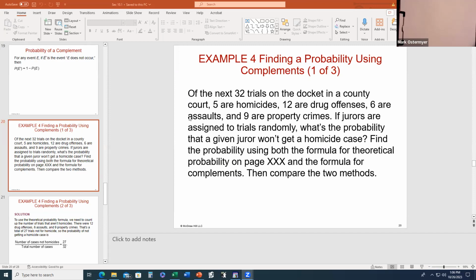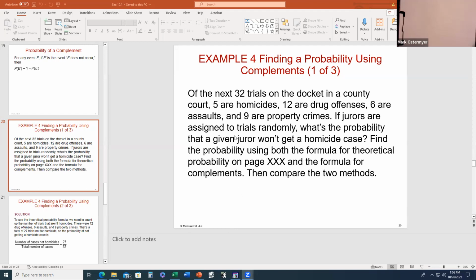Here's a good example that utilizes complements. Of the next 32 trials on the docket in a county court, 5 are homicides, 12 are drug offenses, 6 are assaults, 9 are property crimes. If jurors are assigned to trials randomly, what's the probability that a given juror won't get a homicide case? Find the probability using both the formula for theoretical probability and the formula for complements. Then compare the two methods.